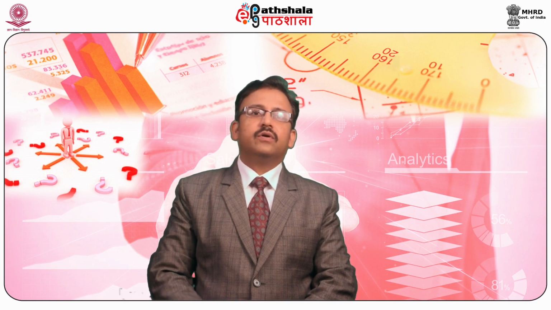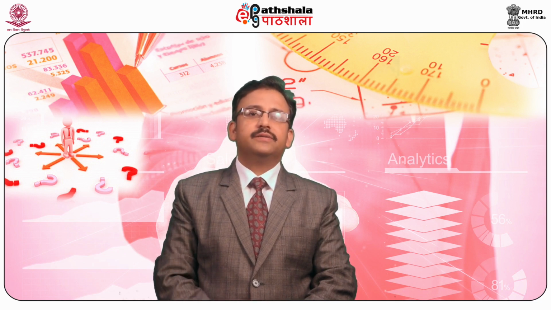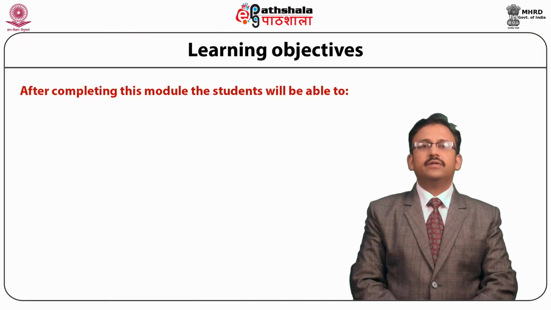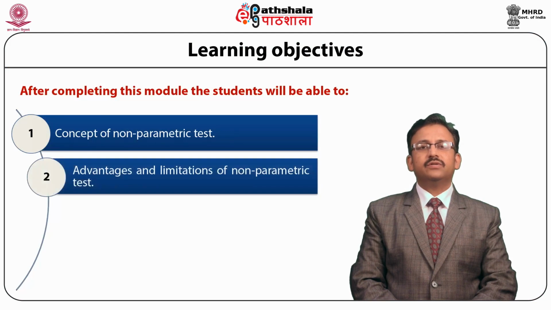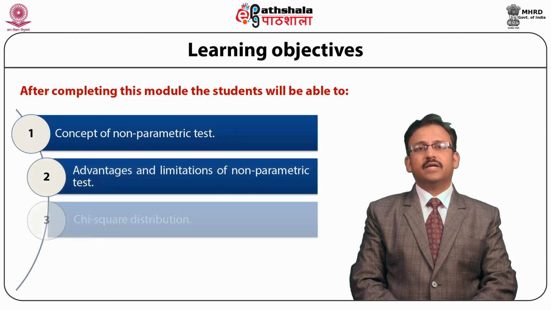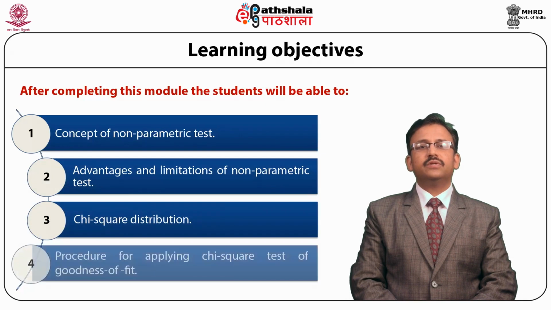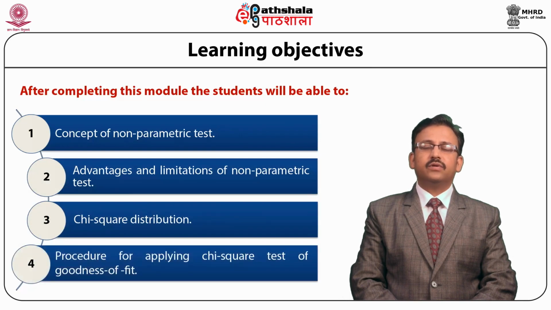Today we are going to talk on the module Test for Goodness of Fit and Independence, chi-square test as a test of goodness of fit, under the paper Quantitative Techniques for Management Decisions. After reading this module, the students should be able to understand the concept of non-parametric tests, advantages and limitations of non-parametric tests, chi-square distribution, and procedure for applying chi-square test of goodness of fit.